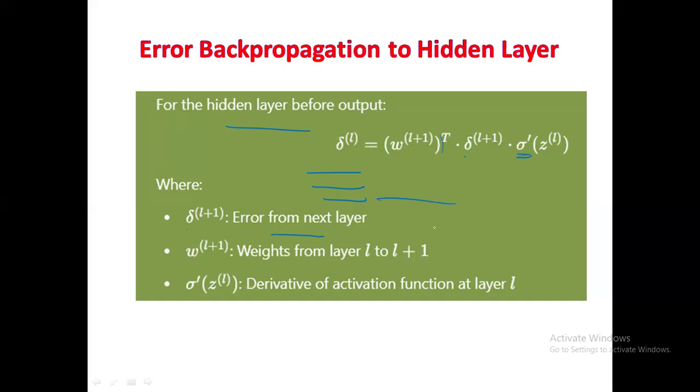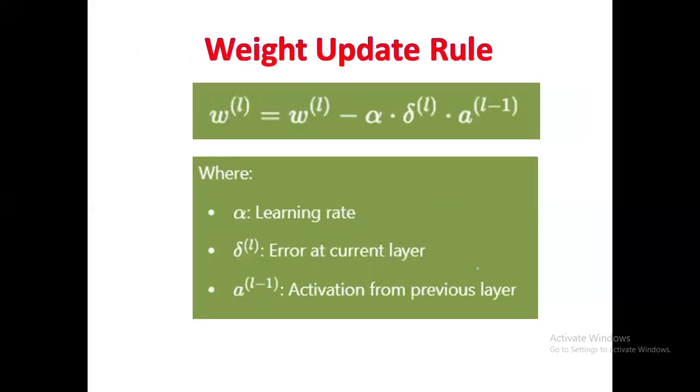So backward pass. W to the power L plus 1 is the weight from layer L to L plus 1, and sigma dash Z to the power L is the derivative of the activation function at layer L. Each and every layer we have to find out. The weight updation comes after finding out the value of delta L. This is the new weight: new weight is given by old weight minus alpha into delta into a to the power L minus 1.